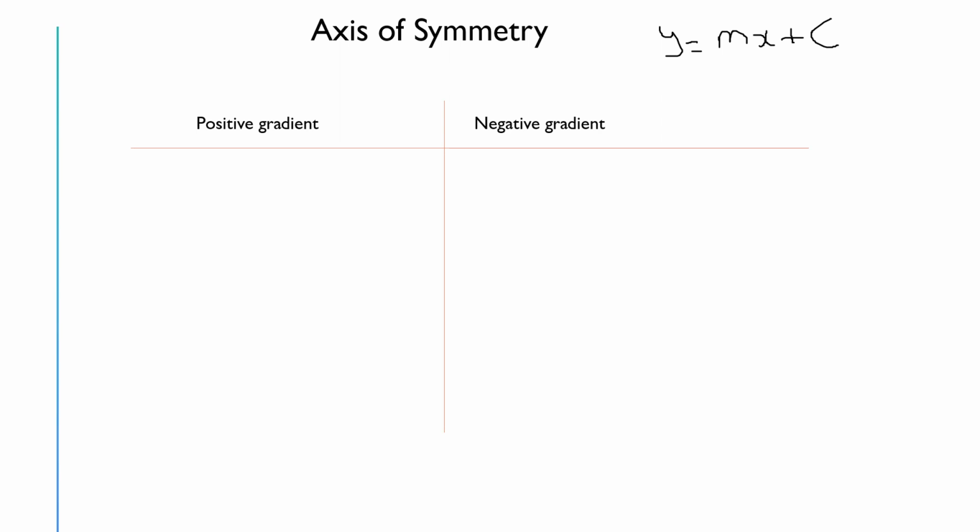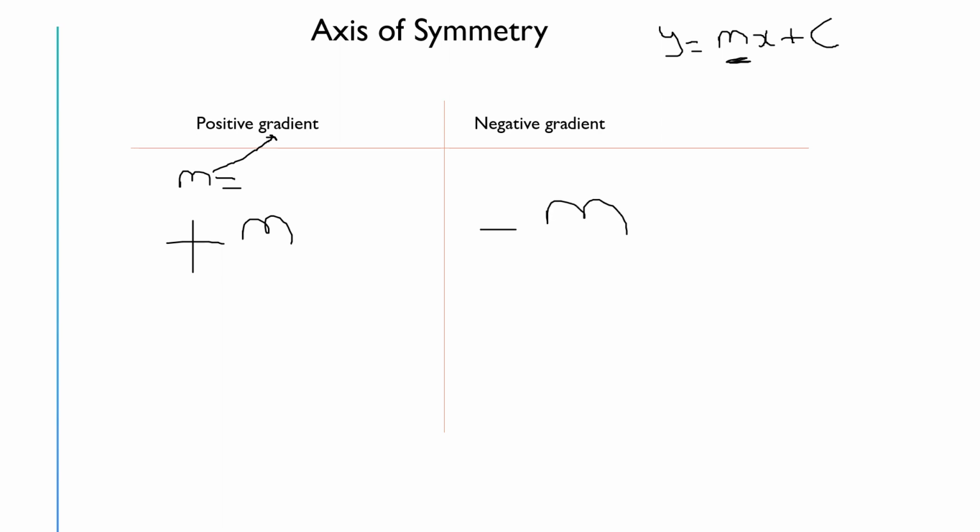So we know if they're saying we've got a positive gradient, remember from the previous video, m represents the gradient in the equation. So in this equation, m is the gradient. Meaning if you've got a positive gradient, you must have a positive m. Your m value must be a positive answer. Same thing applies here. If the gradient is negative, you must have a negative m value.